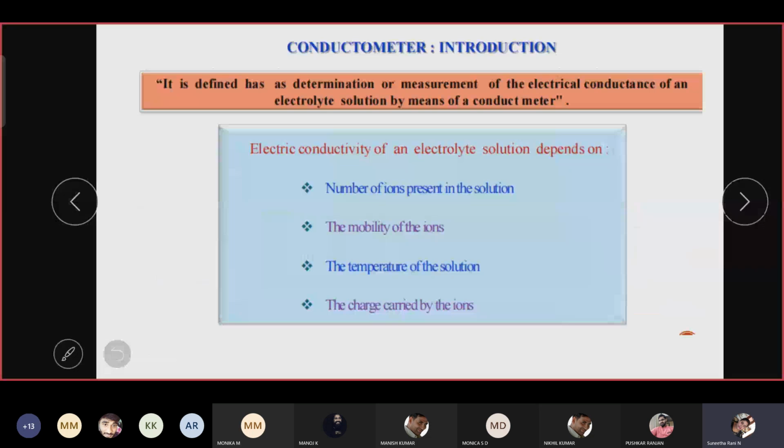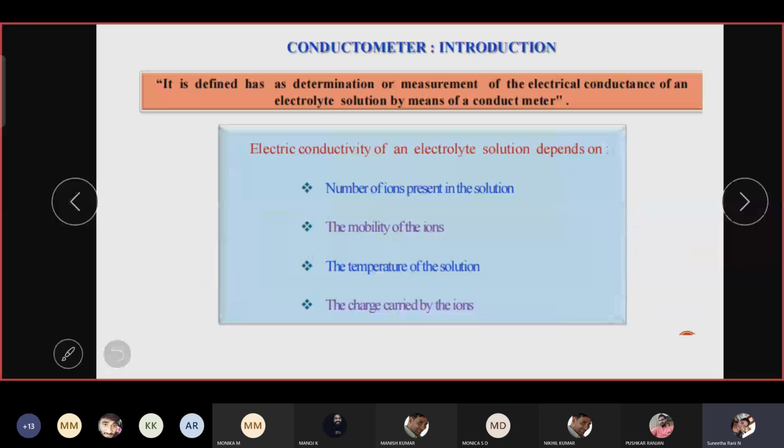It is given by V equals IR, where R is the resistance, V is the potential and I is the current. So the potential is directly proportional to the current produced, and the resistance is the potential developed in the ionic solution divided by the current. For the specific conductance, C equals I by R.